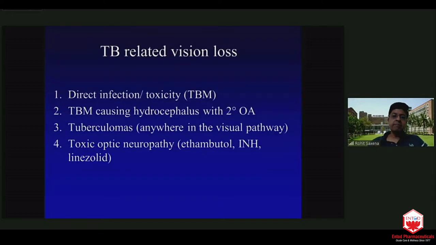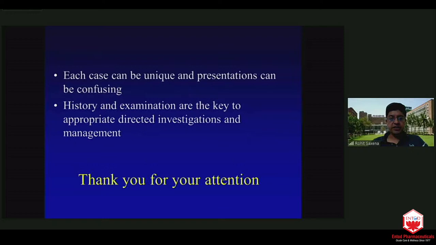Again, the important message is that tuberculosis-related vision loss is not just toxic optic neuropathy. In TB meningitis, there could be direct infection and toxicity, TB meningitis causing hydrocephalus with secondary optic atrophies, and tuberculomas anywhere in the visual pathway. They require a completely different management compared to ethambutol toxicity. Therefore, it is very important to differentiate.